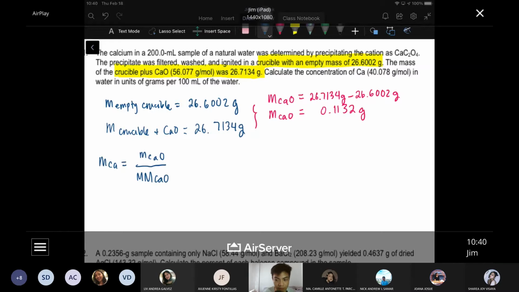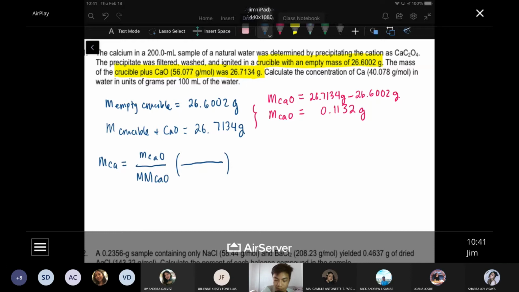Right? This is typical stoichiometry, so we should be familiar with this. Again, the mass of calcium oxide, we are going to convert that into the mass of calcium. How? You divide the mass of calcium oxide by its molar mass. Then you multiply it by their stoichiometric factor. So, what is the stoichiometric factor? That's the ratio of calcium oxide and calcium.